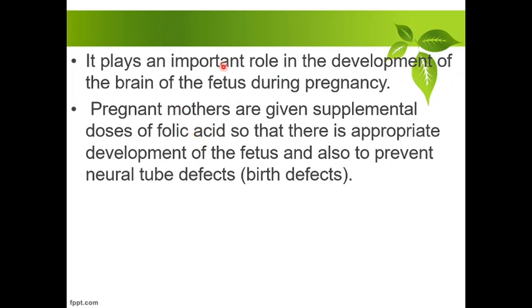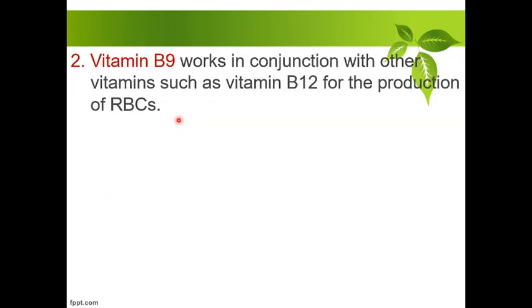It plays an important role in the development of the brain of the fetus, obviously. When cell division is taking place, DNA replication is taking place, pyrimidine synthesis is taking place, and therefore it plays an important role during pregnancy, during the development of the fetus. Pregnant mothers are given supplemental doses of folic acid so that there is appropriate development of fetus, and also to prevent the neural tube defects, that is the birth defects in the newborns.